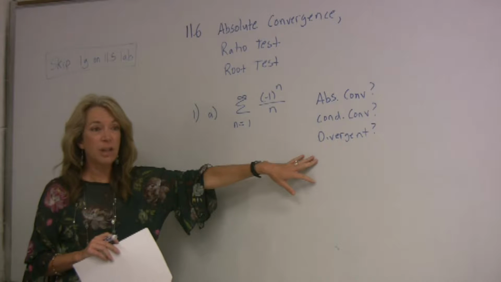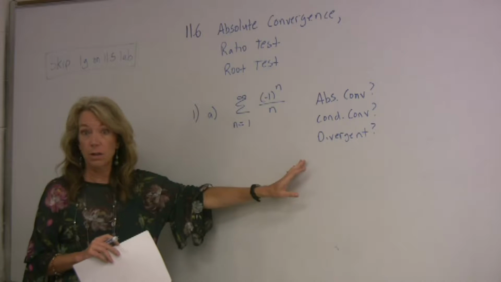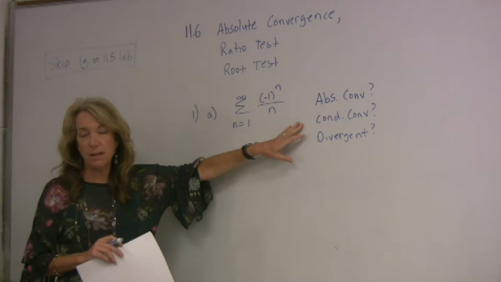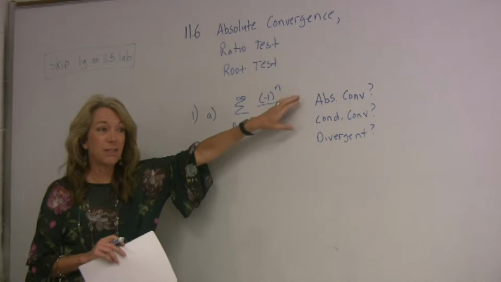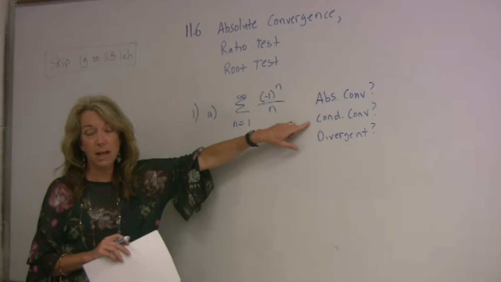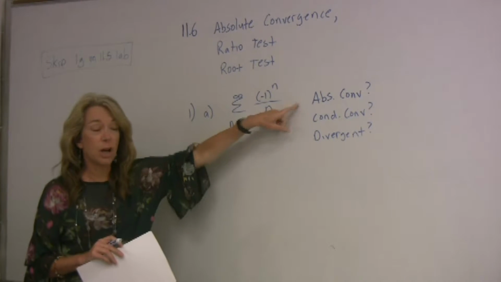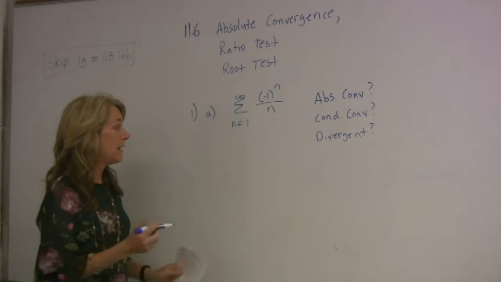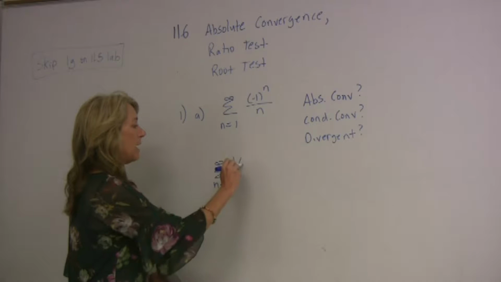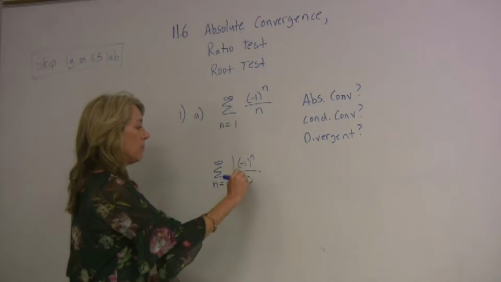You always want to check for these in this order. Because it might be convergent with the AST, but that doesn't help you answer this question up here. This is a stronger question than this one. So you can check this, but that's not enough to know if it was absolutely convergent or not. So the first thing we're going to do is take the absolute values. What if we take the absolute value of these terms?